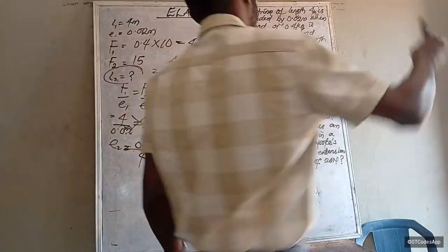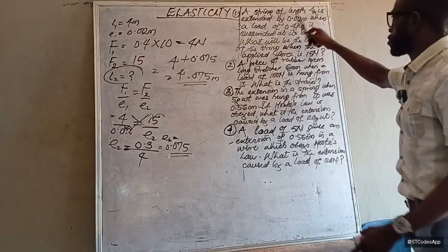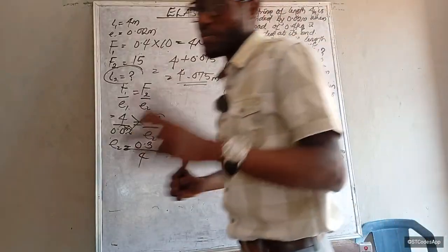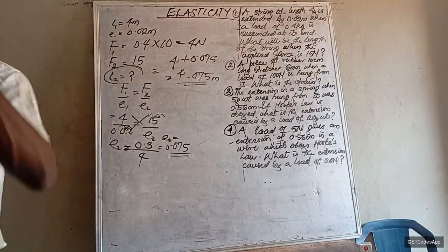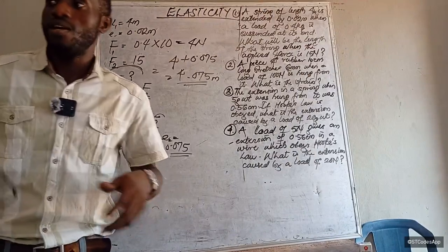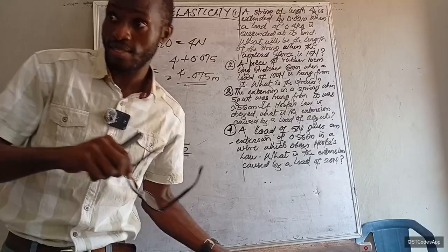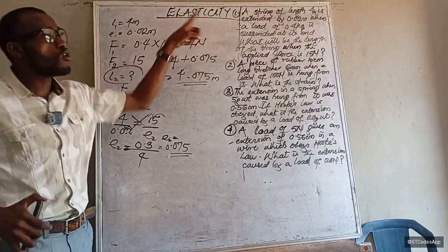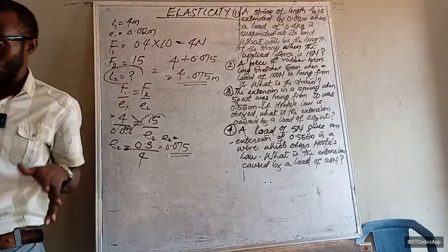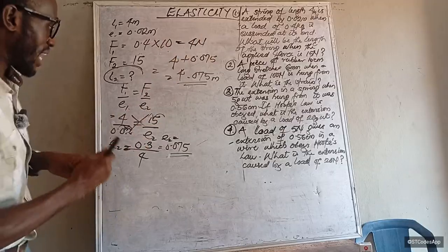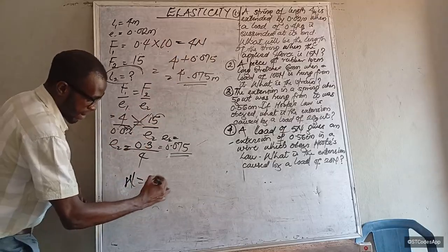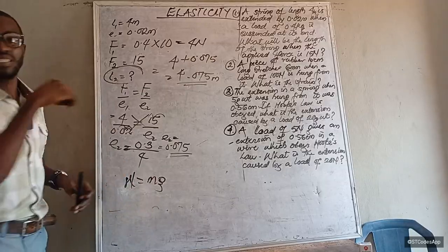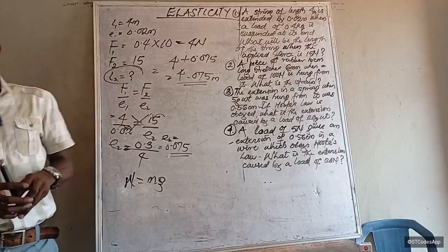A string that has an original length of 4 meters is extended by 0.02 meters. This is the extension that is given. I think they gave you the second length. It means you would get the extension by subtracting the first length from the second length. But the extension is already given. So we write that. Then the load is 0.4 kg. See that load that's confusing you? It's kg. You know that the weight of an object is mass and acceleration due to gravity. So take that 0.4 times 10.